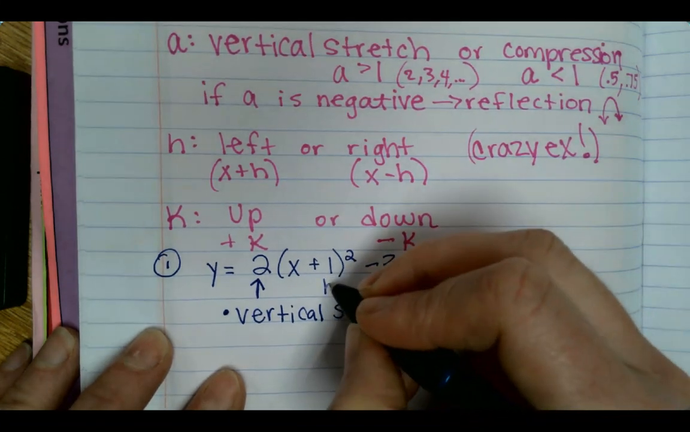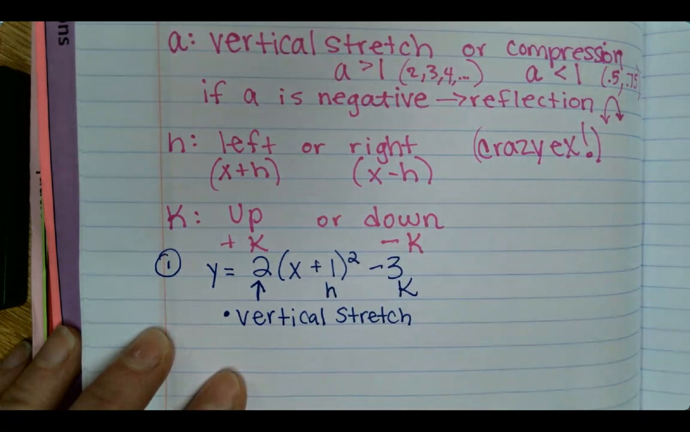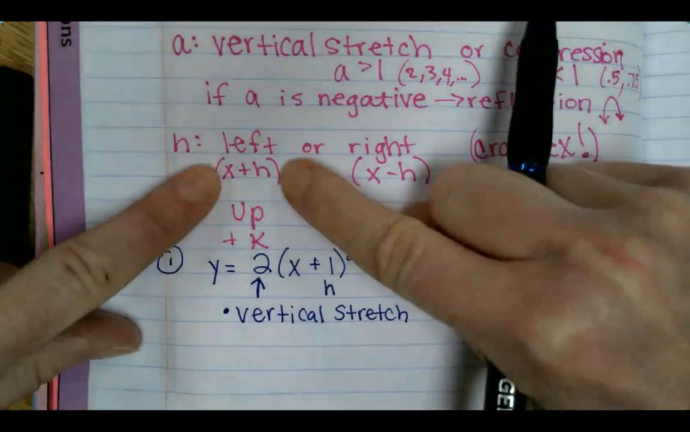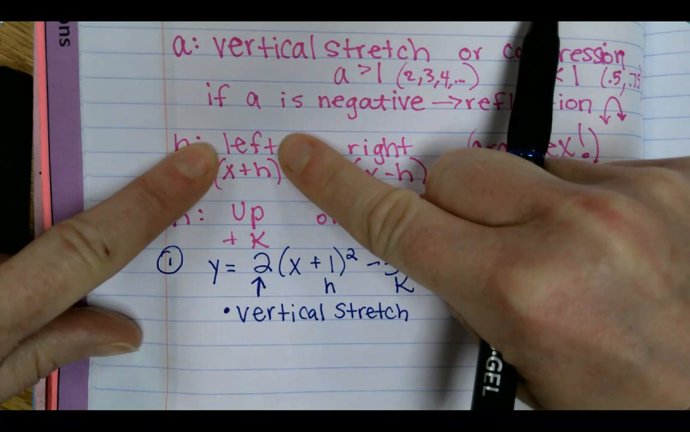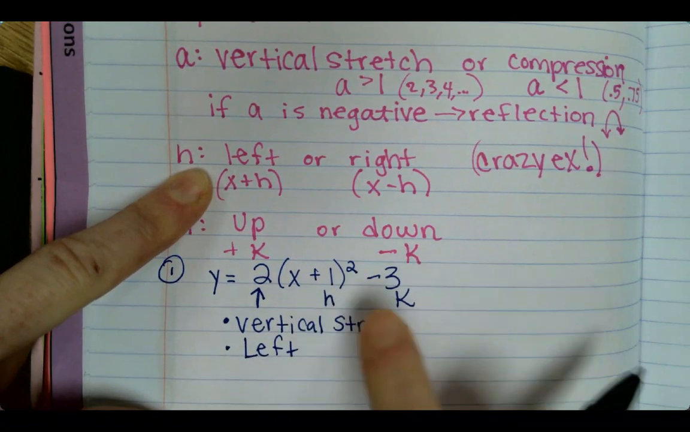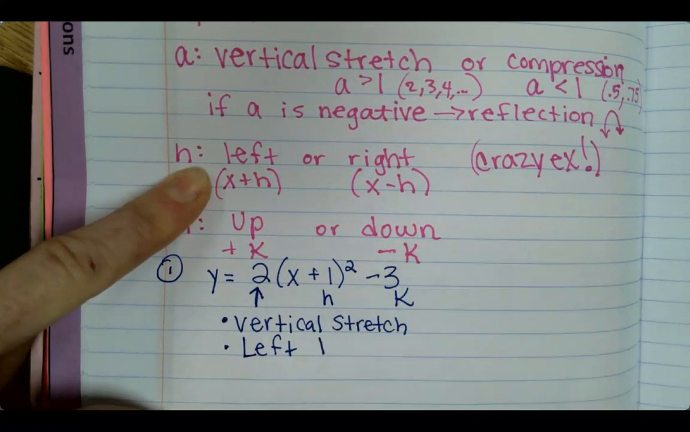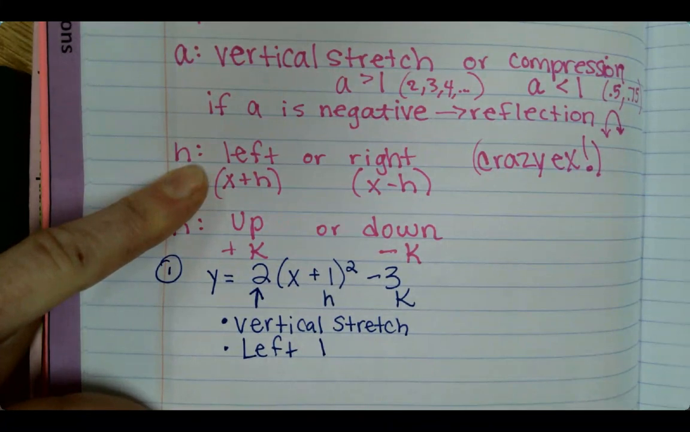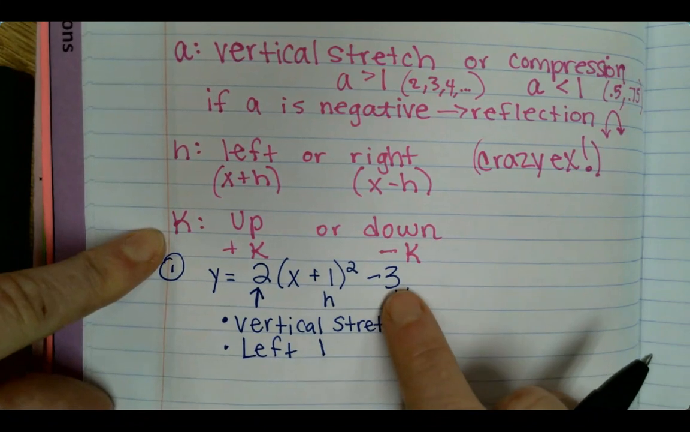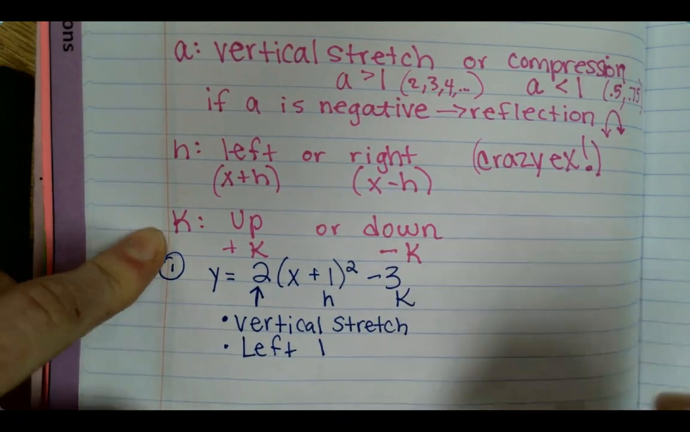Then let's look at H and K. I'm just putting H and K right beside them or underneath. So the H says X plus 1. So we look up here. H, if it says X plus an H, it means it's left. It's going the opposite of what you would think. It's going to go left that many units. 1. And then K says minus 3. So it's going to go down 3.